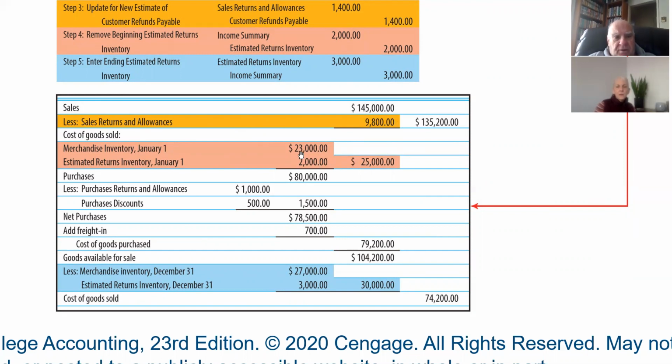Merchandise inventory plus purchases minus any purchase discounts to get net purchases, plus freight in, cost of goods purchased, goods available for sale, and we subtract the ending inventory, $27,000. Okay. And that's pretty familiar. That's what we have done earlier, right? Quite a bit.